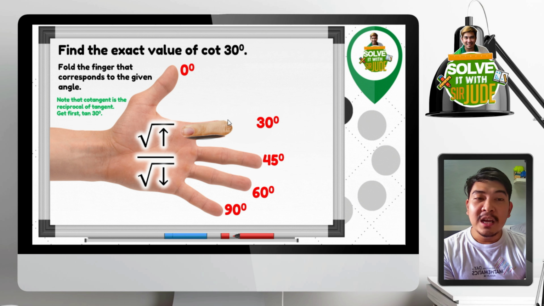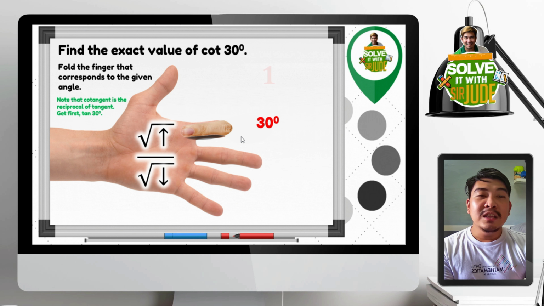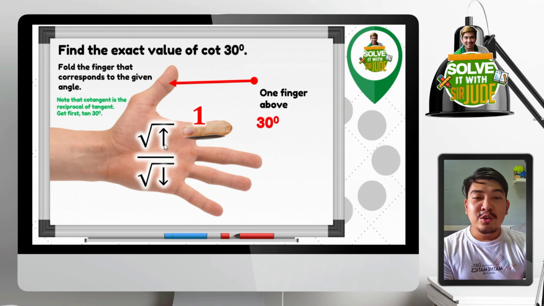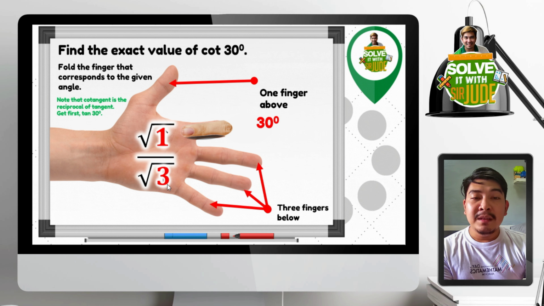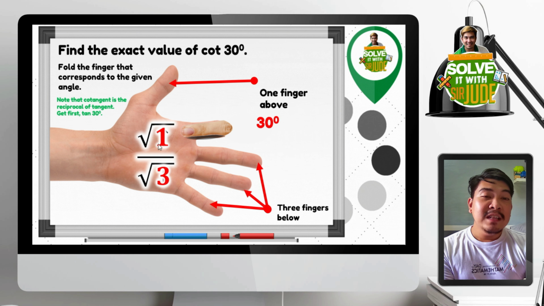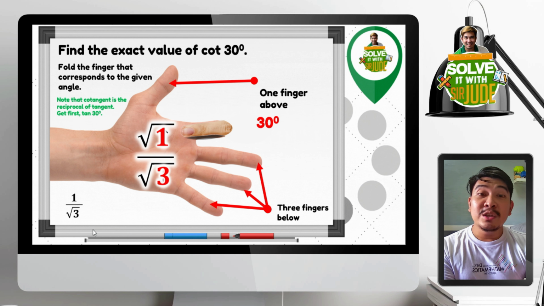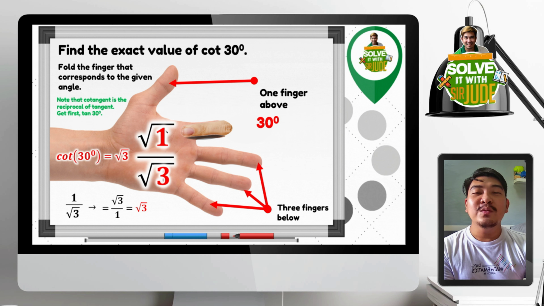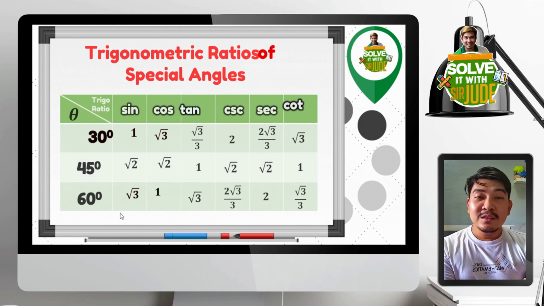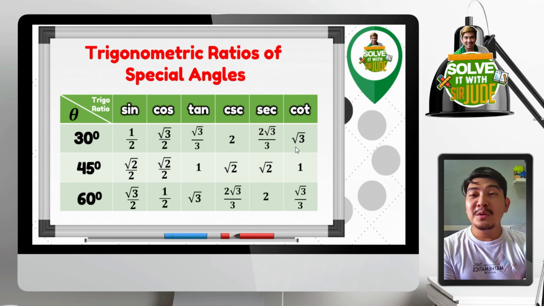So let us now fold the 30-degree finger, and then let us count the number of fingers above. So we have 1. So that is in the numerator. And then the number of fingers below, we have 3. So that will be on the denominator. Next, we need to rationalize. The square root of 1 is 1. Hence, we have 1 over square root of 3. So at this point, we can already take the reciprocal to get cotangent 30 degrees. Getting its reciprocal, we have square root of 3 over 1. Simplifying it further, we have square root of 3. Therefore, cotangent 30 degrees is just equivalent to square root of 3. So let us check cotangent 30 degrees. So that will be really square root of 3.